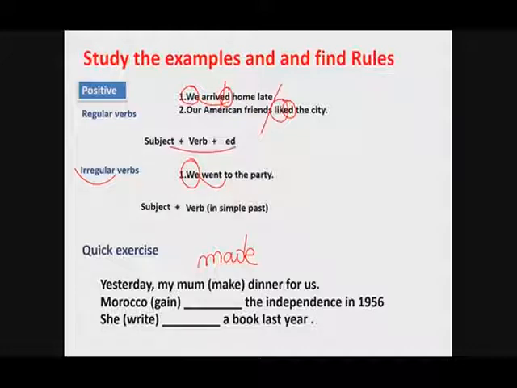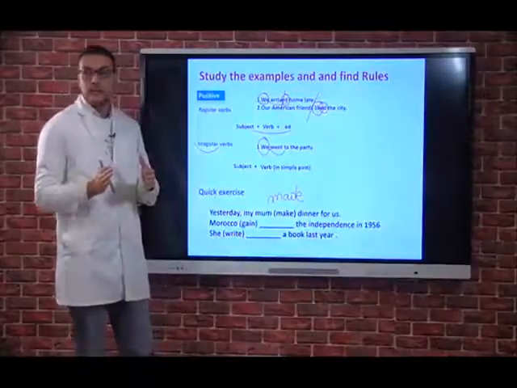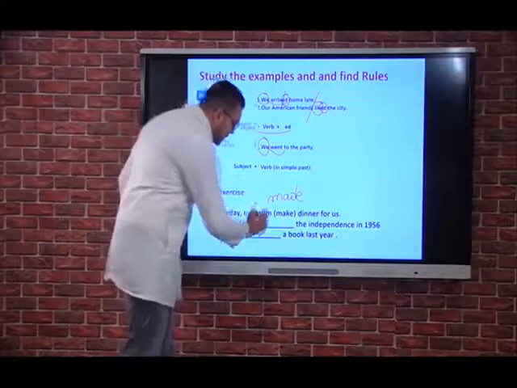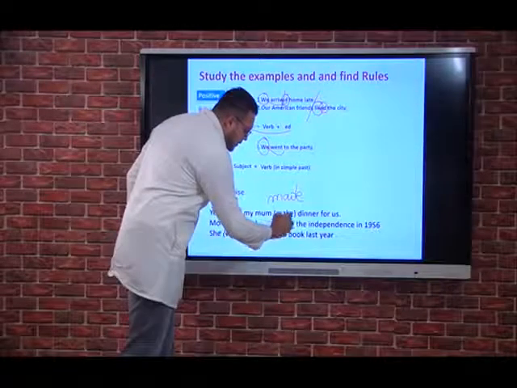Two, Morocco, and we have the verb to gain. What do you say? So Morocco gained, with ed, the independence in 1956. This one in here is a regular verb.